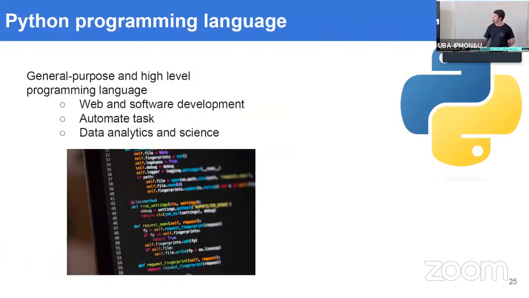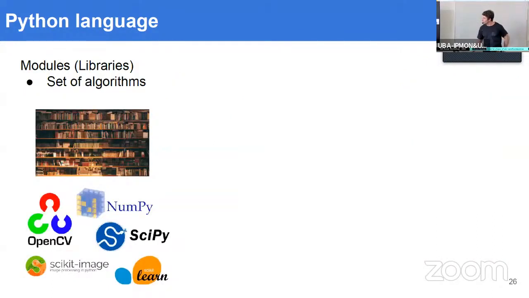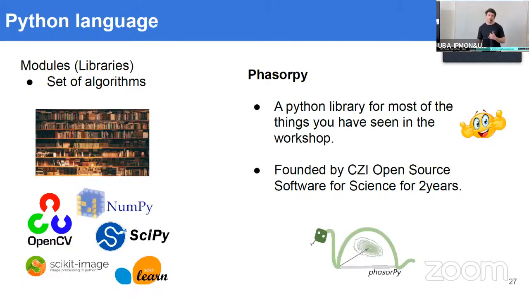For any of you that don't know, Python is a programming language. It's a general purpose language. You can do web development, data analysis, data processing. And it's essentially structured in libraries, where a library is a set of algorithms, okay? These are some of them, like NumPy and SciPy, that give you a set of algorithms you use when you program. So why don't we have our own, okay?